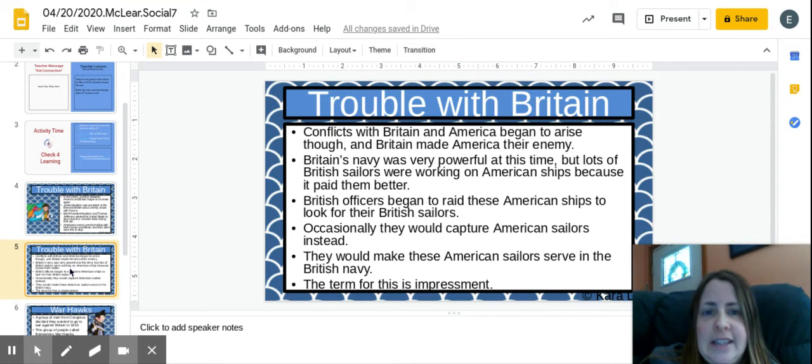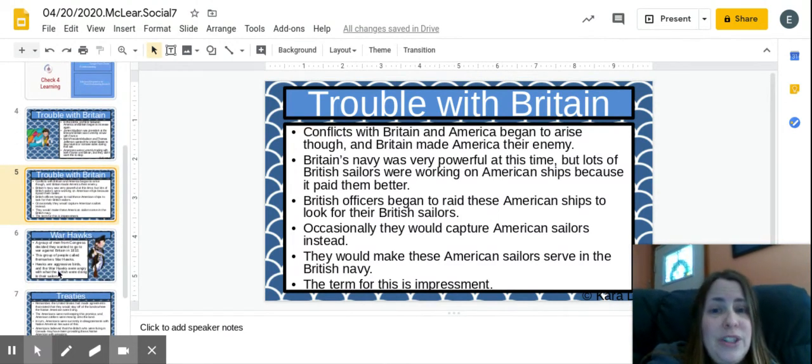British officers didn't like this, and they began to raid these American ships to look for their British sailors. That would be one thing. However, what else they decided to do was capture American sailors, and then they would make these American sailors serve in the British Army. This is known as impressment. So again, a British ship would go up to an American ship in the water. They would raid it, which means they would go on board this ship. They said they were just looking for British sailors, British soldiers, but instead of just taking British sailors, they would also take American sailors. This did not make the American government happy. They were taking our people.